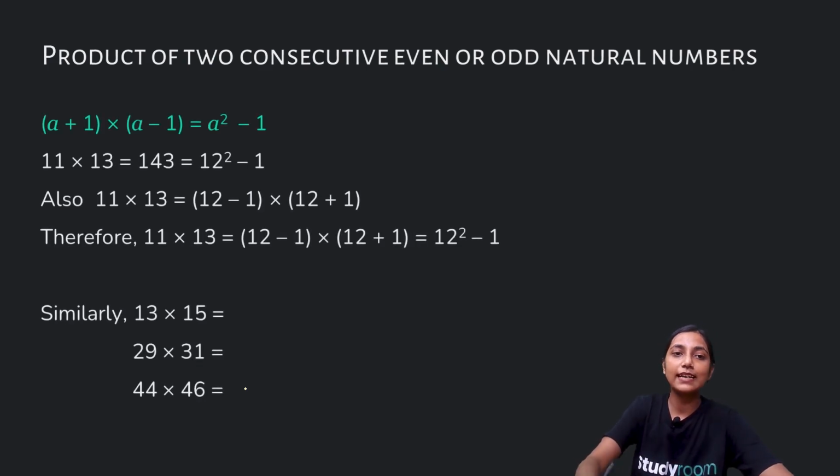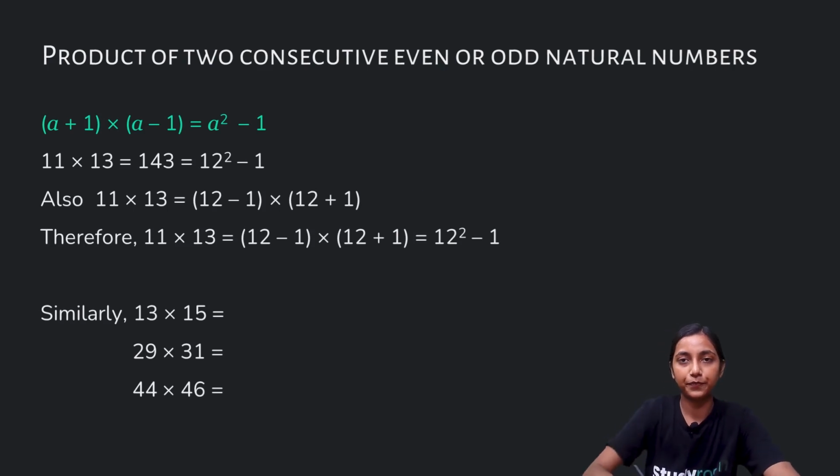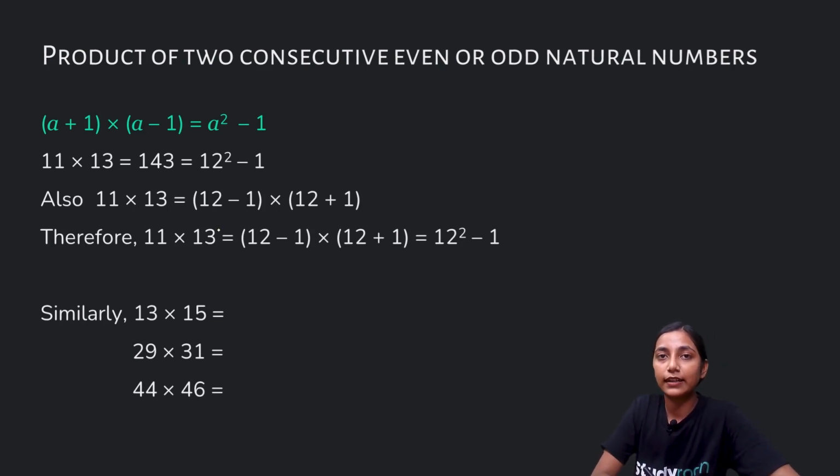What is the next topic? Next one is product of two consecutive even or odd natural numbers. Till now we were studying about the sum. Now we are learning about the product of two consecutive even or odd natural numbers.